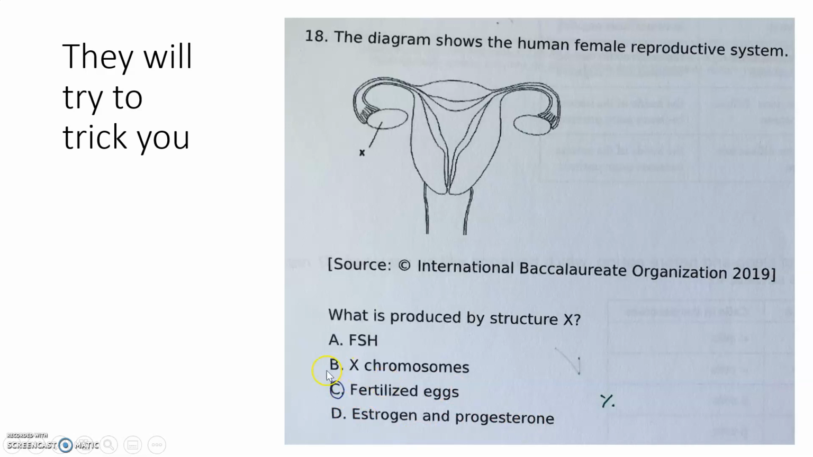So how do you know that this is not correct? That's because the eggs produced out here are not yet fertilized. So fertilization would take place somewhere around here in the middle of the fallopian tube, right? So again, some of them are close to being correct, but not completely correct, and you have to go with the most correct one to earn the mark.